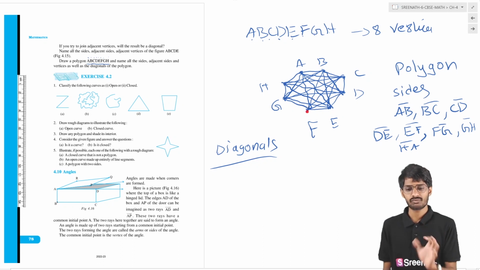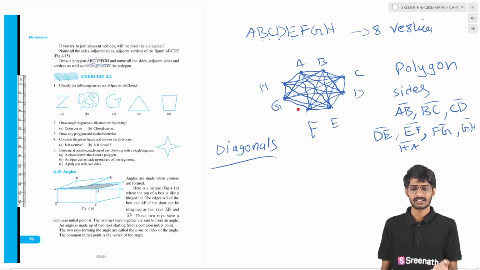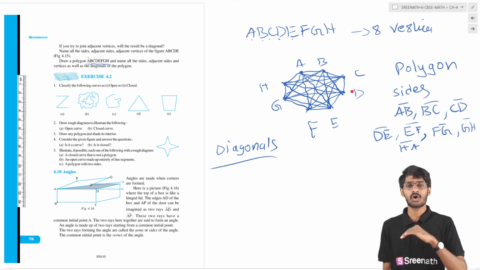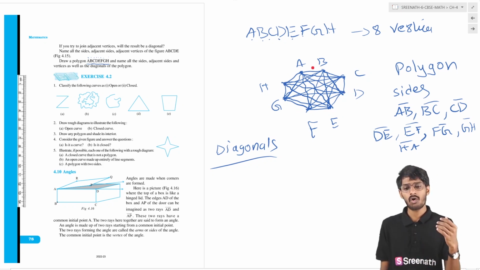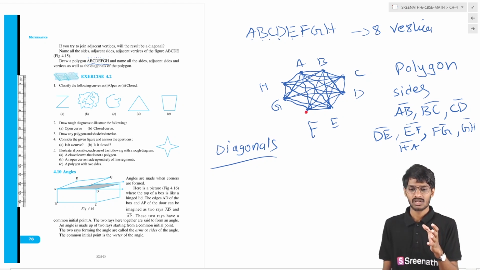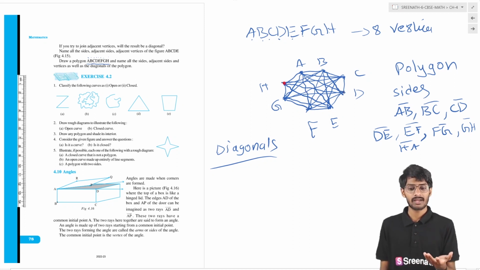Coming to F. From this point, G and E are adjacent. So all the others are non-adjacent vertices, and to all of these you have to draw diagonals. There is already a diagonal to A, B, C and D, but for H there is no diagonal. So we are going to draw a diagonal from F to H.